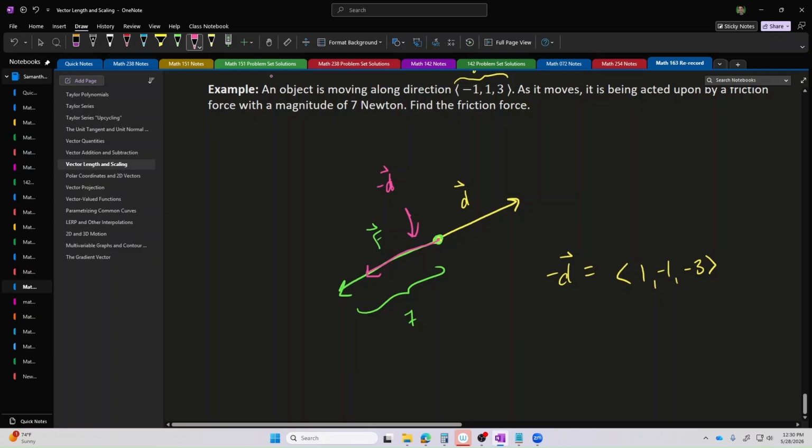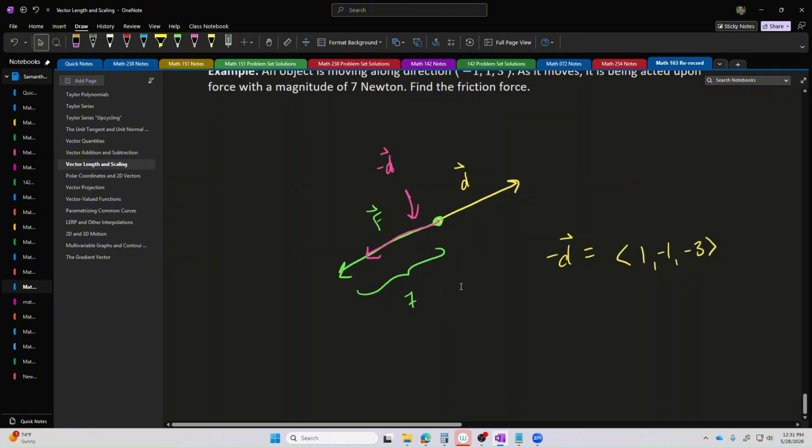But perhaps the length of negative d is not quite correct. The length of negative d is whatever it is right now, and the friction vector is supposed to have a length of 7. So let me rescale the vector negative d to take it from whatever length it has right now and turn it into something of length 7. If I rescale negative d so that it has a length of 7, then it will be equal to this friction force vector.